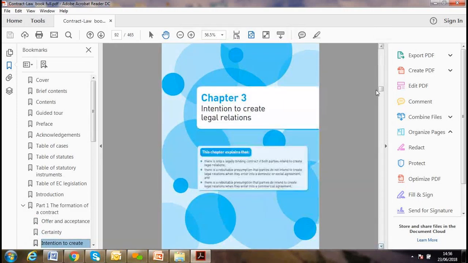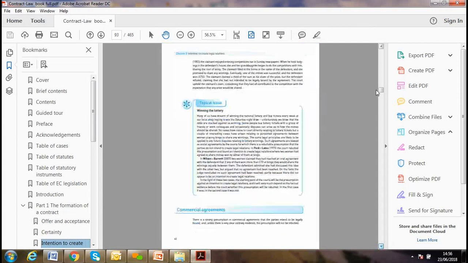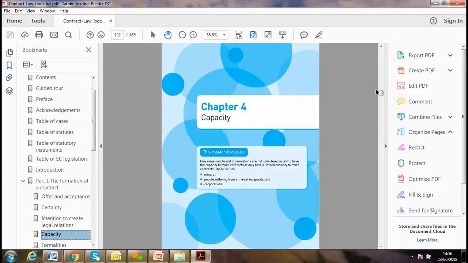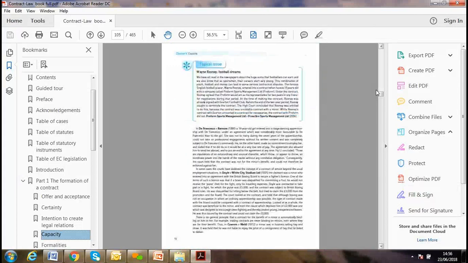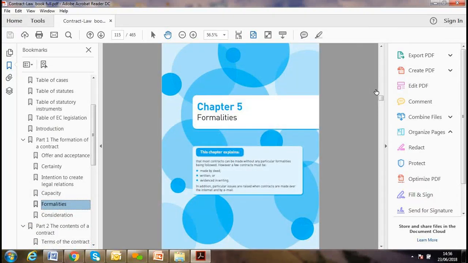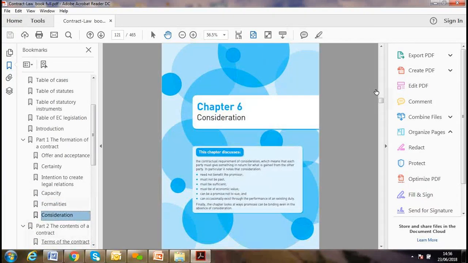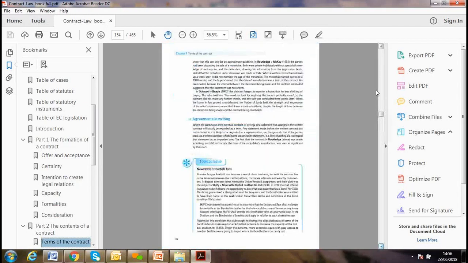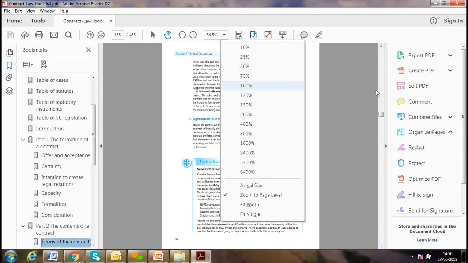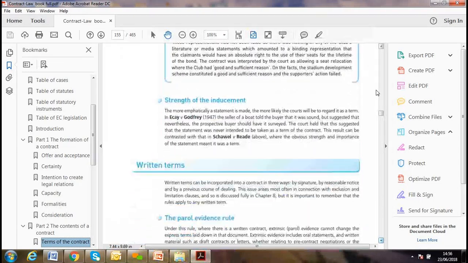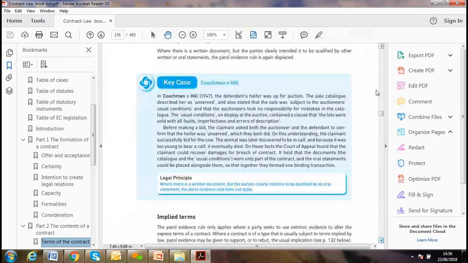Intention to create legal relations. Capacity: what is meant by legal capacity, what is a minor, it is all explained. Formalities, consideration. Terms of contract, like we discussed, we will go through more in the next lesson. I'll bring some contracts and show you what is meant by the terms of a contract as well. Then job contracts, we'll go through more in terms of employment contracts as well.